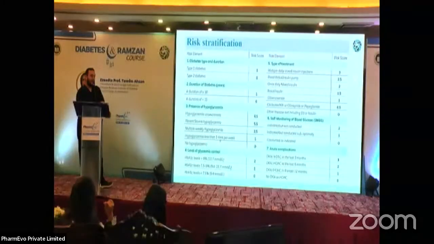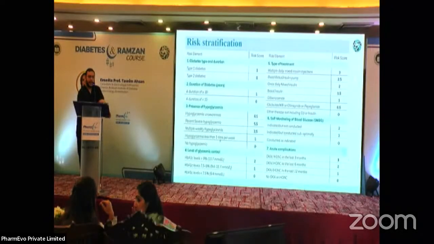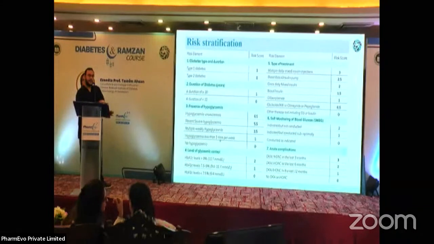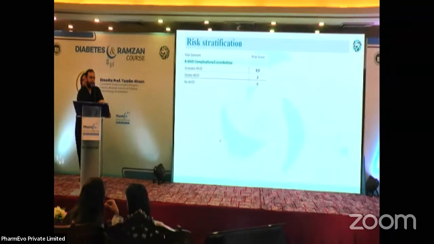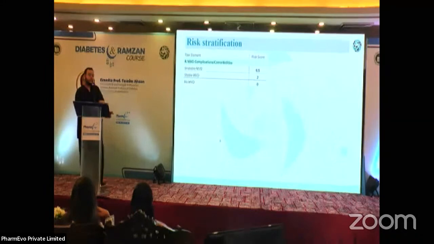Hypoglycemia. And again, acute complications: we have to take a history of whether there is any history of diabetic ketoacidosis or HONK in the last 3, 6, or 12 months, and we have to give their scores accordingly. Microvascular disease complications and comorbidities, if there are any and they are unstable, then straight away a score of 6.5 will be added. And if they are there, but stable ones, then 2.